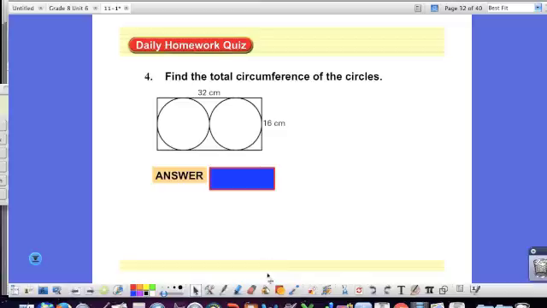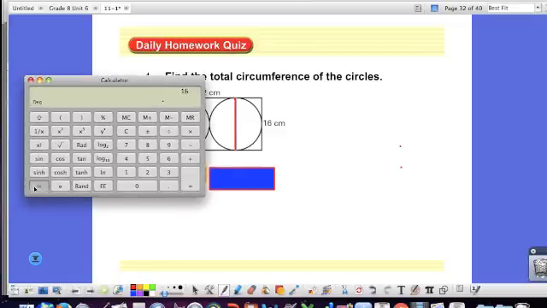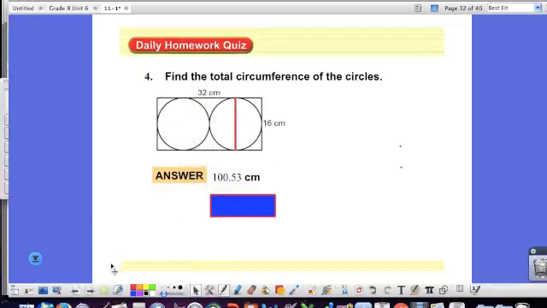Okay. Find the total circumference of the two circles. Okay. So this is 16. Total circumference of the two circles. So the diameter here is 16. 16 times pi equals, so that's of 1. There's two circles here, so about 100.53 is the total circumference.